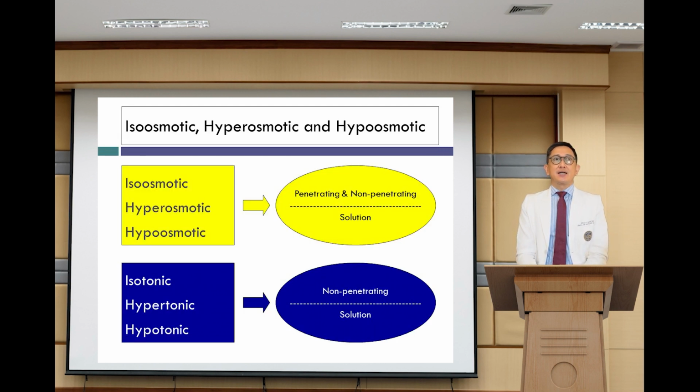So we have terms called isoosmotic, hyperosmotic, hypoosmotic. So when we talk about osmotic, we're talking about penetrating and non-penetrating. Isotonic, hypertonic, hypotonic, non-penetrating solution only. Because when you talk about tonicity again, it's the ability of that solution to change the volume of the cell. When you talk about osmotic or the permeable, it does not have the ability to change the volume of the cell. Okay?